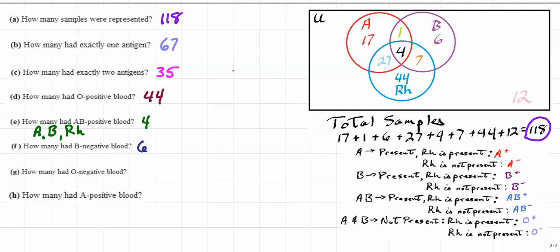Part G states how many had O negative blood. Now remember, O negative is that there are no A, no B, and no RH. In other words, everything that is outside of the 3 circles. So therefore, we're looking at 12 samples O negative. And then finally, how many had A positive blood? That means that they have both the A and the RH antigens present, but no B antigens. So that would be this area, and we would have an answer of 27 samples.